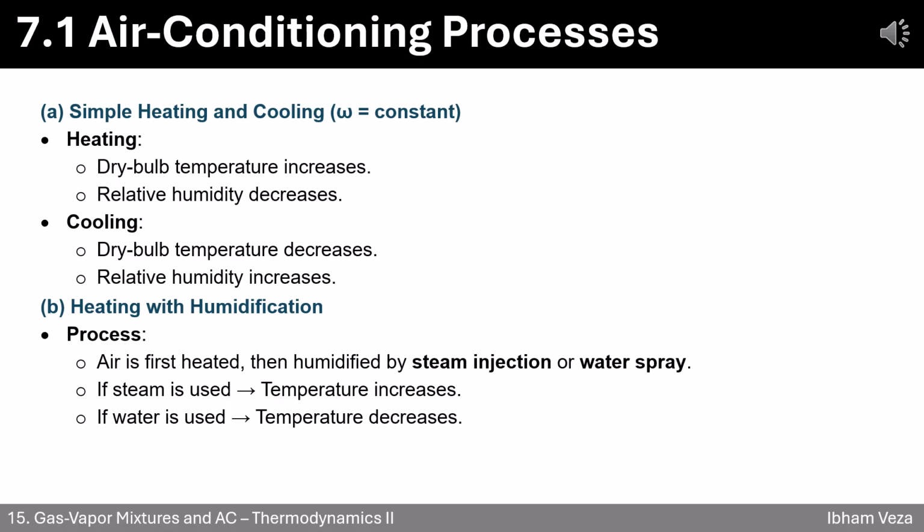Next, we have heating combined with humidification. This happens in spaces like hospitals or textile plants, where air must be both warm and moist. Air is first heated, then we add moisture using either steam or water spray. If steam is used, both temperature and humidity increase. But if we use just water spray, the evaporation process cools the air slightly while adding moisture. Understanding these processes helps us manage indoor climates to achieve both comfort and specific functional goals.